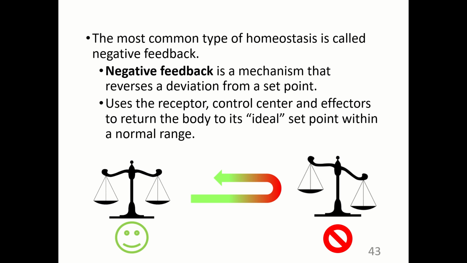The most common type of homeostasis is called negative feedback. Negative feedback is a mechanism that reverses a deviation from the set point. It uses the receptor, control center, and effectors to return the body to its ideal set point, bound within the normal range.